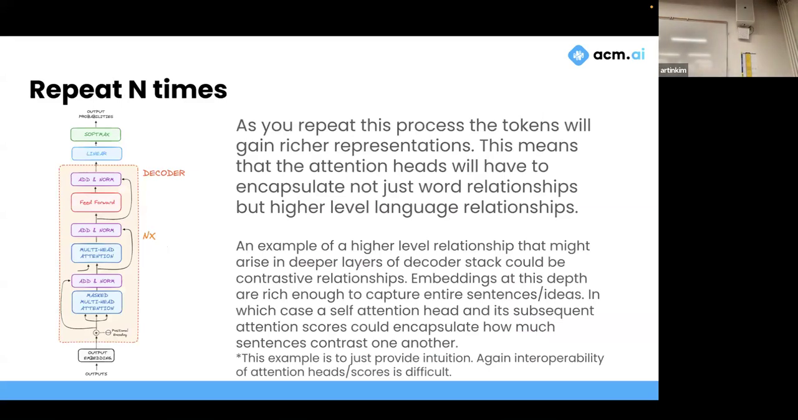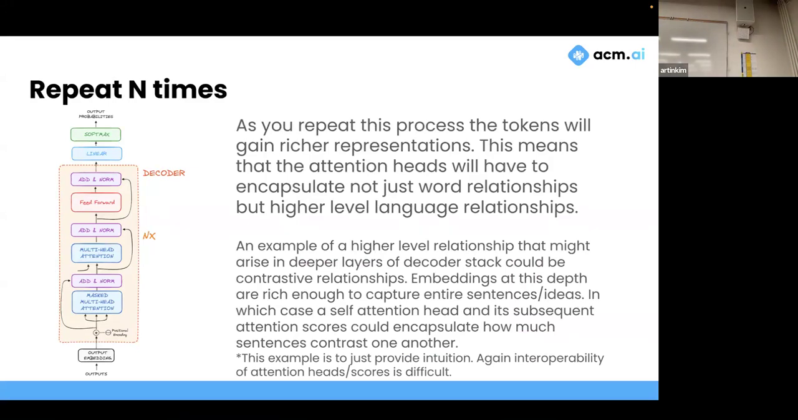And what's really cool is that as you repeat this n times, the attention heads don't just capture word relations, they capture higher level language relationships, right? Because these vectors aren't representing words anymore. They might be representing entire sentences or ideas. And then the attention heads aren't attending just to words, like this word, adverb. It might even be capturing sentence relationships and different meanings, right?